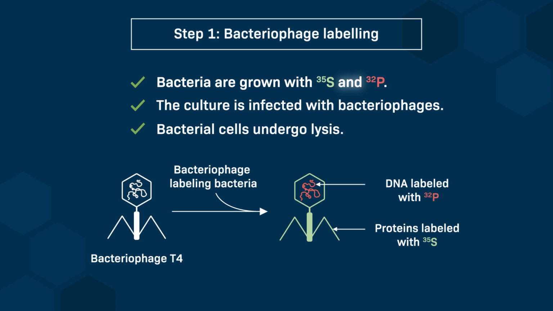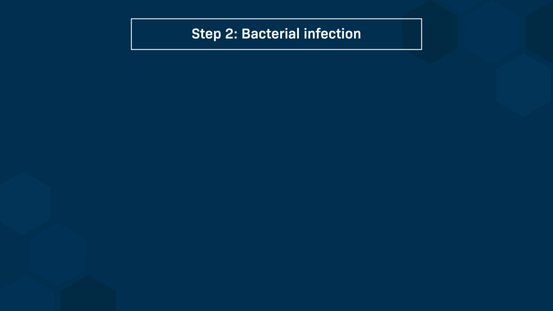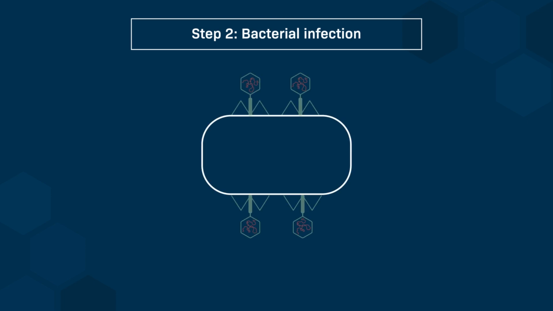For simplicity, we can summarize the experiments with bacteriophages that have both phosphorus-32 labeled DNA and sulfur-35 labeled proteins. However, in Hershey and Chase's actual experiments, DNA and proteins were labeled separately. Following this, the next step was to infect unlabeled bacteria with the radio-labeled bacteriophages and allow attachment to take place for 10 minutes. The solution of infected bacteria was placed in a blender, and the shear force of blending detached the bacteriophages from the surface of bacteria.